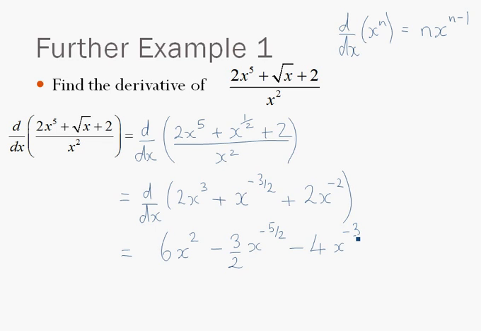Now that's okay as an answer, but we should really put things back into the form that we got originally, which included having a square root in there. So that's the same as 6x squared, that bit's okay, minus 3 over 2, x to the minus 5 over 2 is the same as 1 over x to the 5 over 2, which is the same as x to the 5 with the square root sign outside it. And then the last term is minus 4 over x cubed. And that's it.